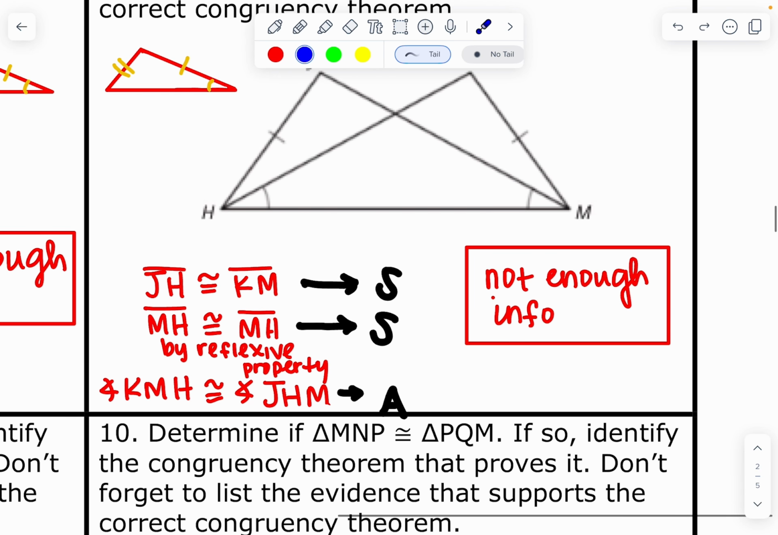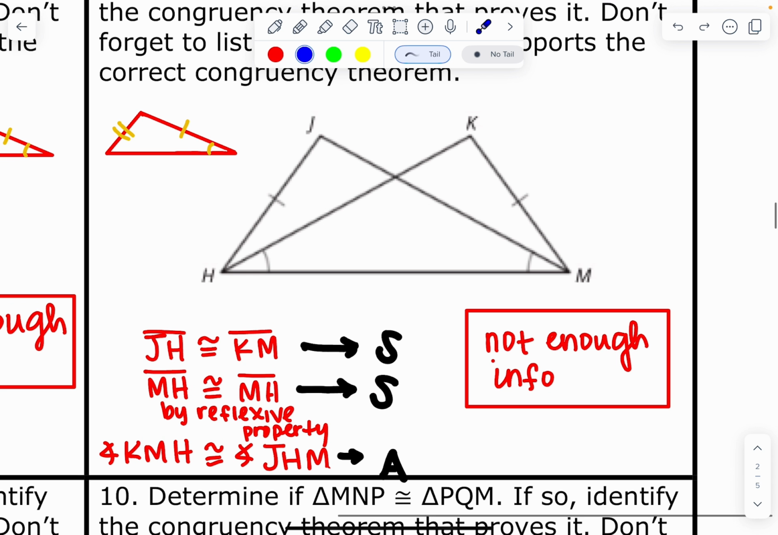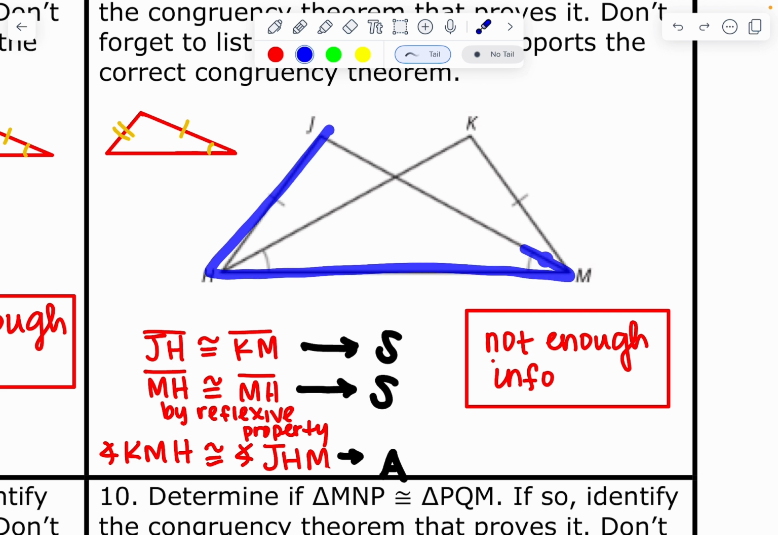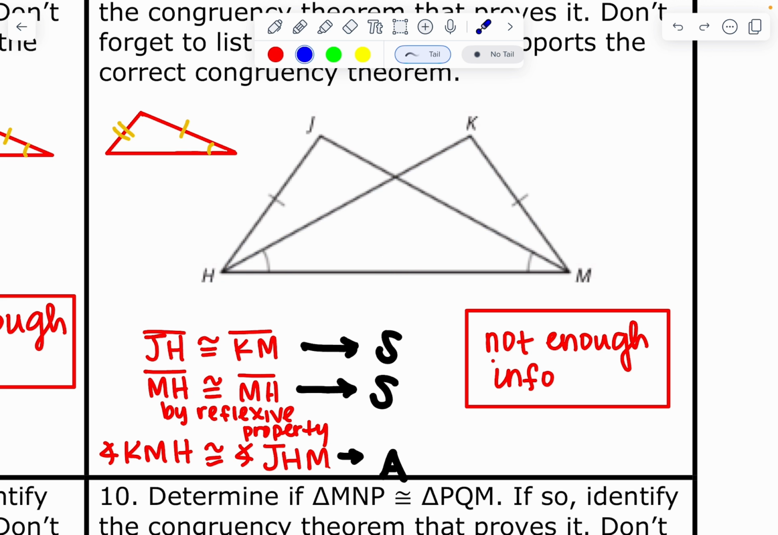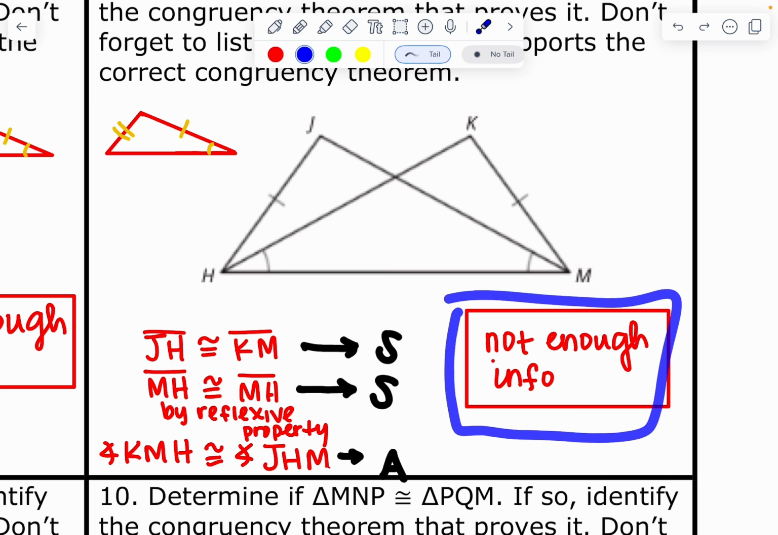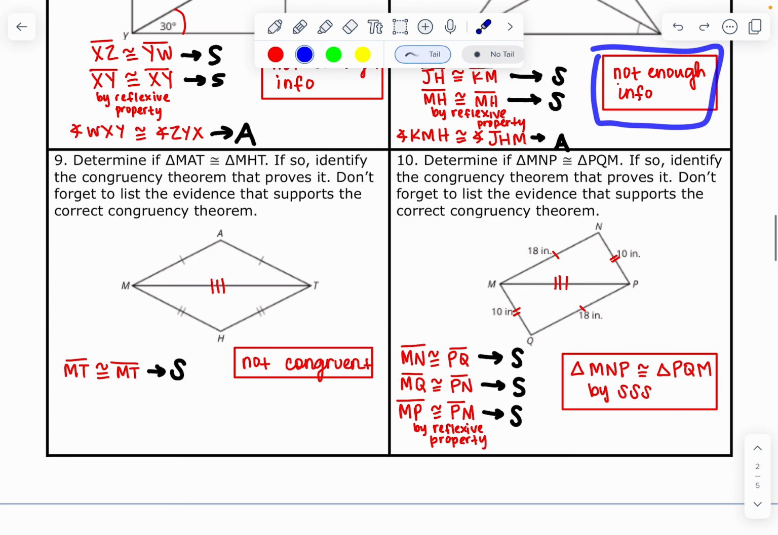Okay, same situation over here. If I look at this triangle first, you see we have a side, because that's a shared side, right? That's the reflexive property, and an angle. So again, that's side angle. Even if I look at this one over here, you'll see the same thing, a side, and this angle over here, not included. So that is, again, not enough information to prove that those two are congruent.